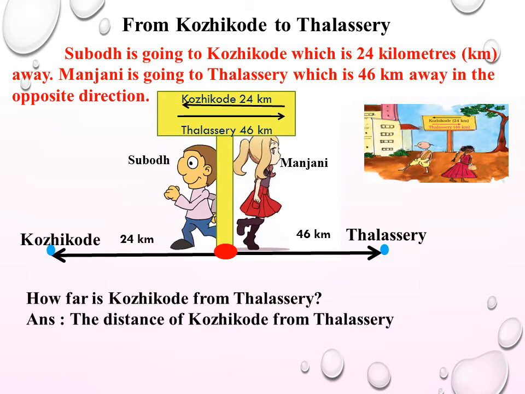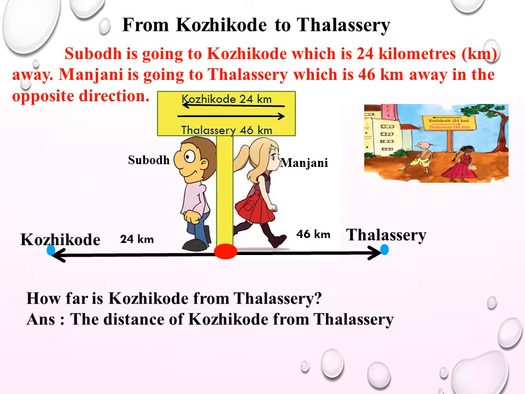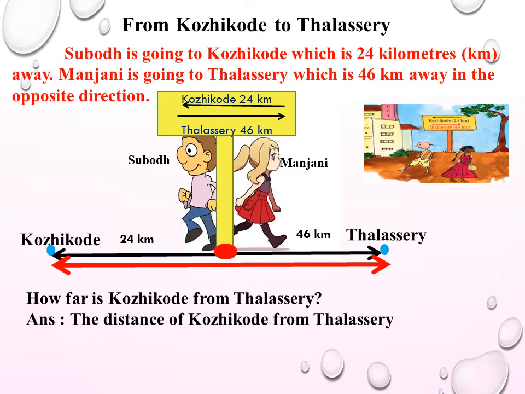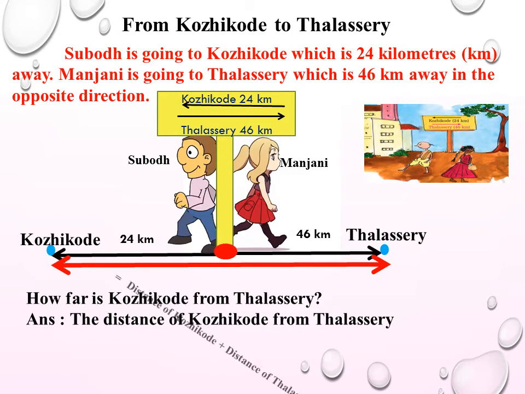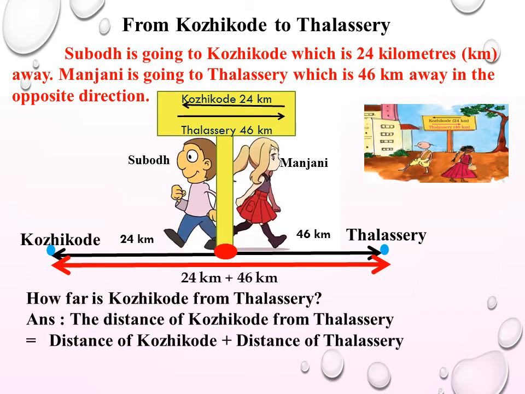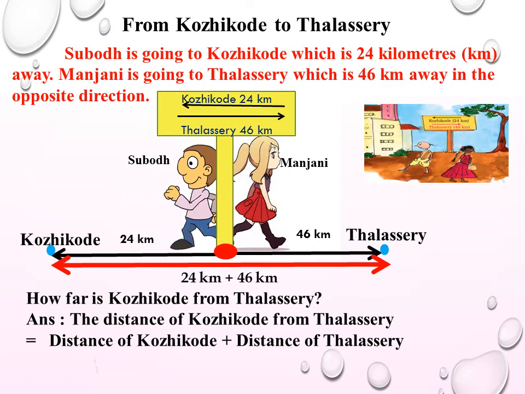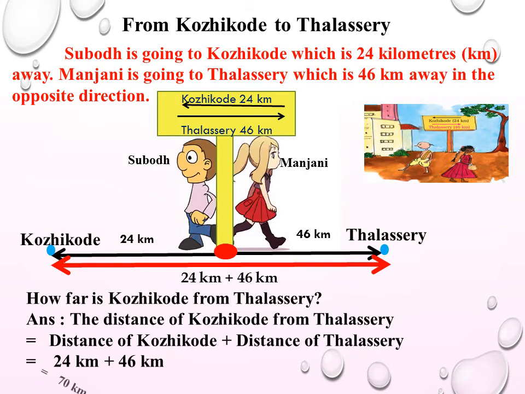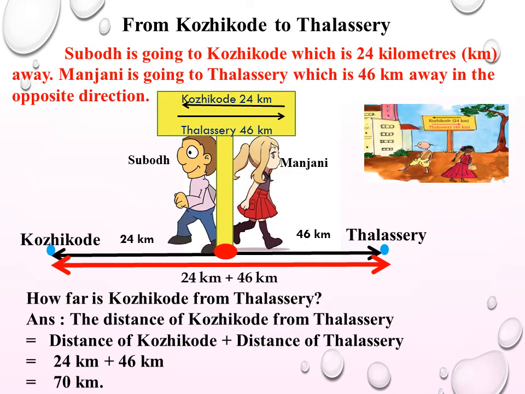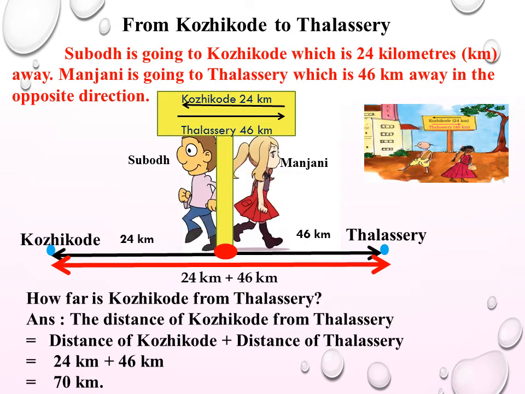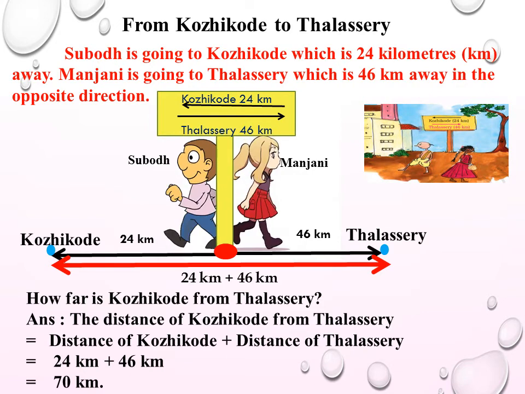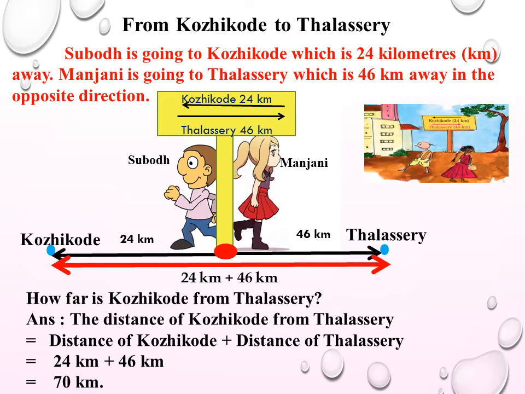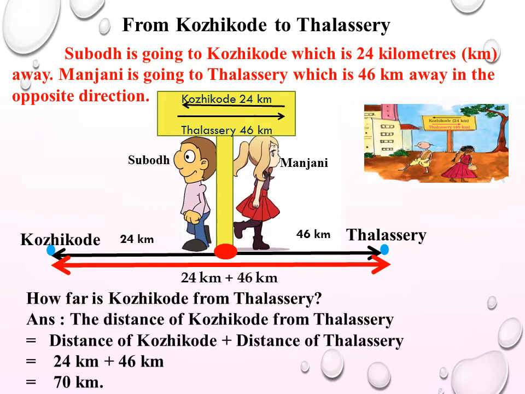Now we have to find out how far Kozhikode is from Talsari. By observing this picture, we can clearly say that the distance of Kozhikode from Talsari is the distance of Kozhikode plus the distance of Talsari from this point, which is nothing but 24 kilometers plus 46 kilometers, which is equal to 70 kilometers. Therefore, the distance of Kozhikode from Talsari is 70 kilometers.